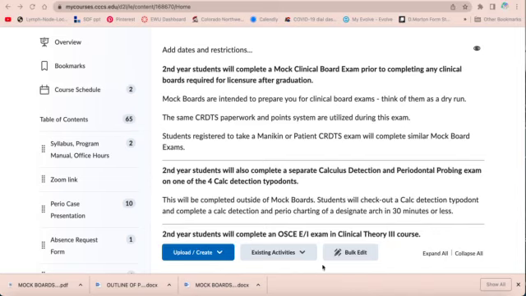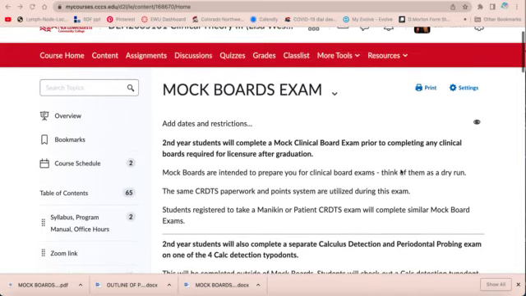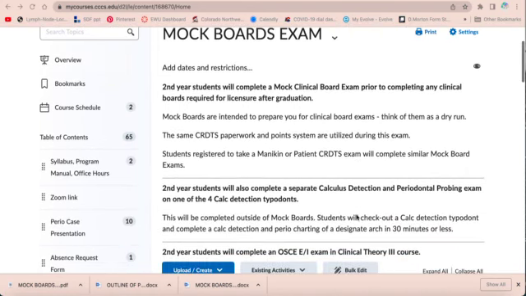Everyone. So I am going to cover some information about your mock boards exam. We are going to do our best to mirror your credits clinical board examination with your mock boards. There are a couple slight variations. All of you will complete a mock clinical board exam prior to completing any of your actual clinical boards that are required for licensure that you will be completing in the next couple months.